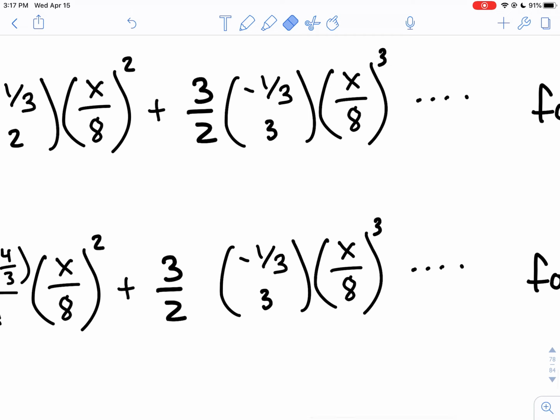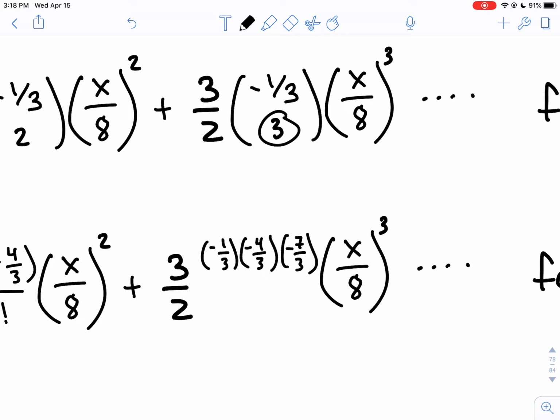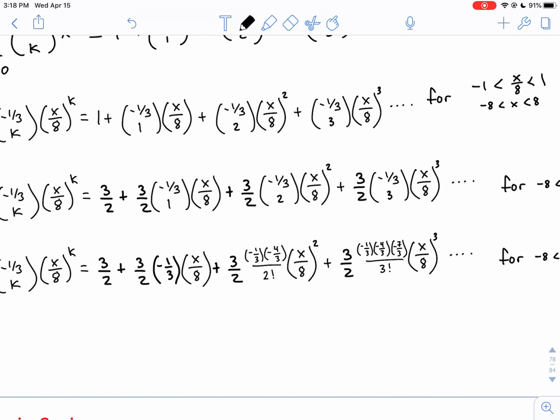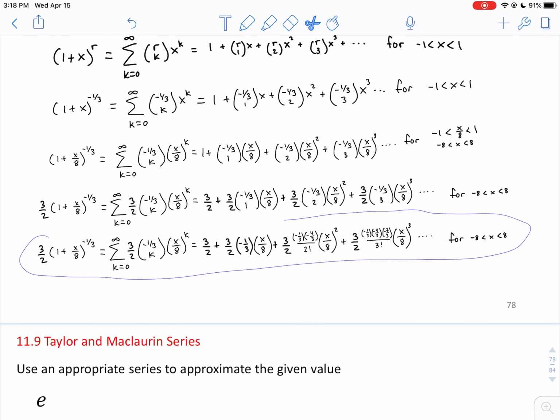Plus 3/2. Now we've got to do this -1/3, choose 3. Start with -1/3 in the top. Go one number less. That takes us to -4/3. Go one number less. Takes us to -7/3. And we do that until there's 3 numbers, because that matches this 3. And then we divide that by a 3 factorial. And then the final step would be just simplifying this mess. And then we'll consider this one done.